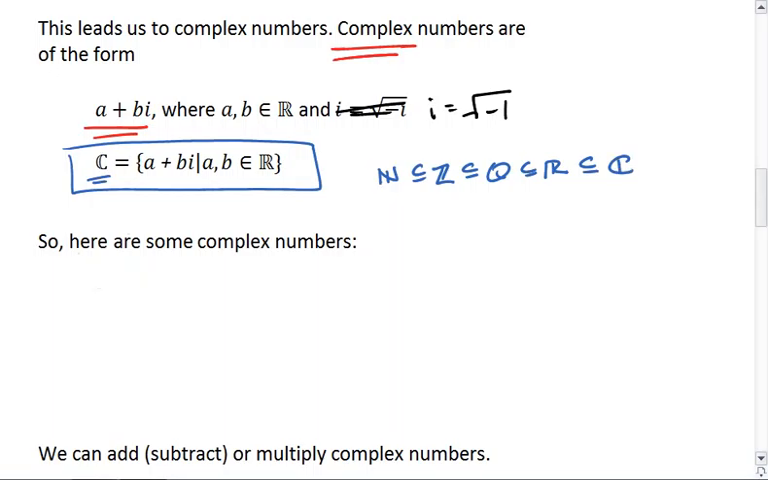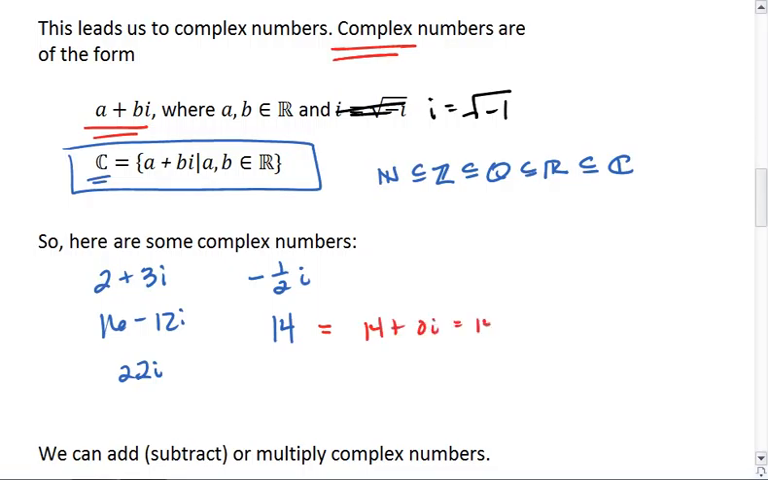So here are some complex numbers. We could have 2 plus 3i. We could have 16 minus 12i. We could have just 22i. We could have -1/2 i. 14 is also a complex number because 14 is the same as 14 plus 0 times i, and so it is of the form a plus bi.